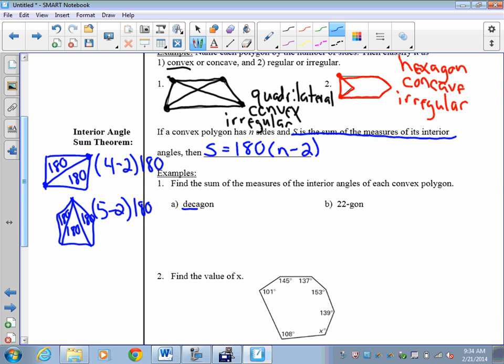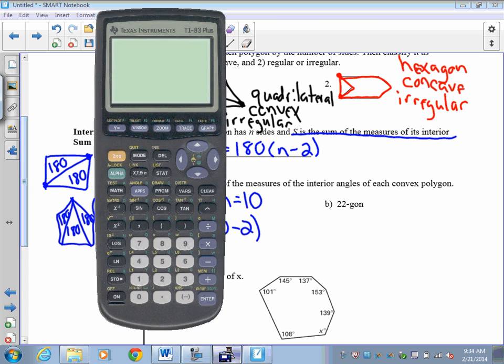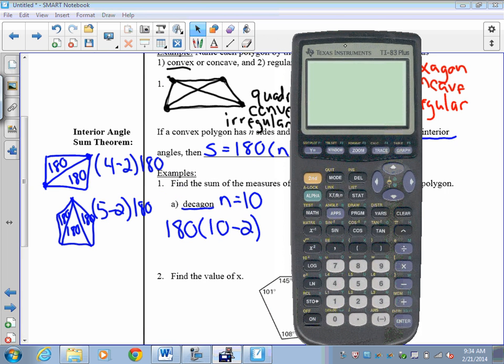So for a decagon, that means n is equal to 10. We have 180 times 10 minus 2. I can get the calculator out, and I just plug it in exactly as I have it written there. 180 times 10 minus 2. And I get 1440 degrees.